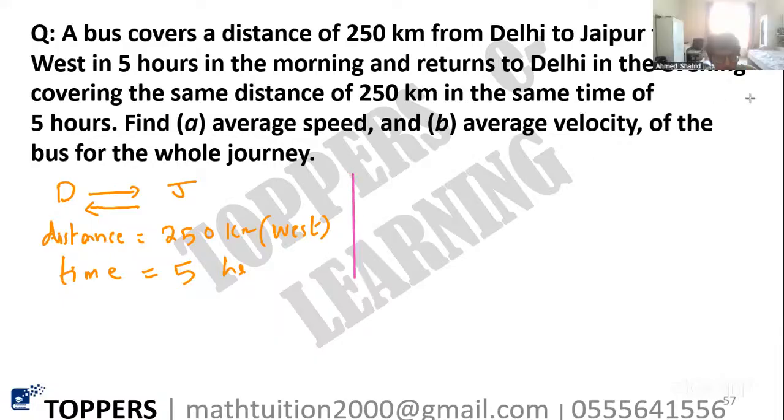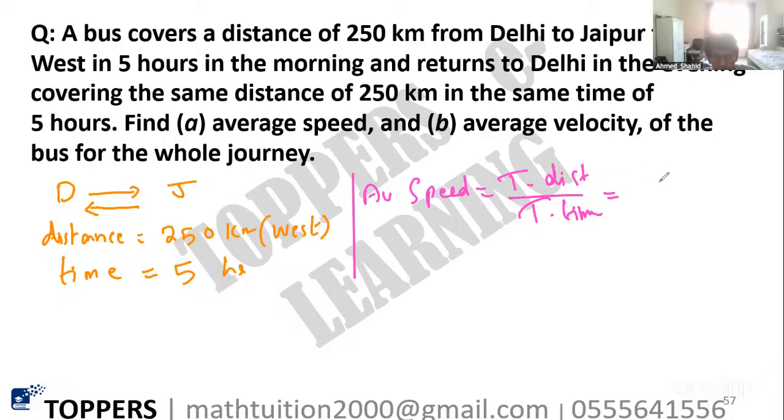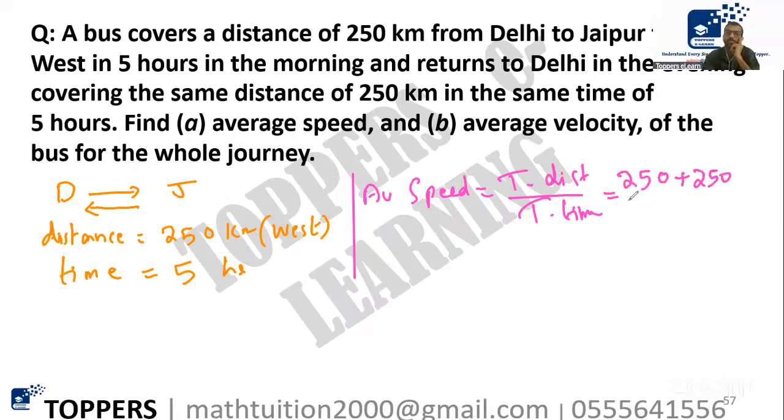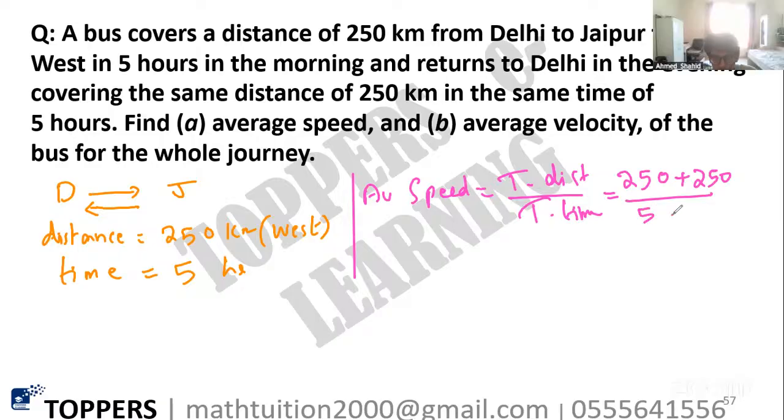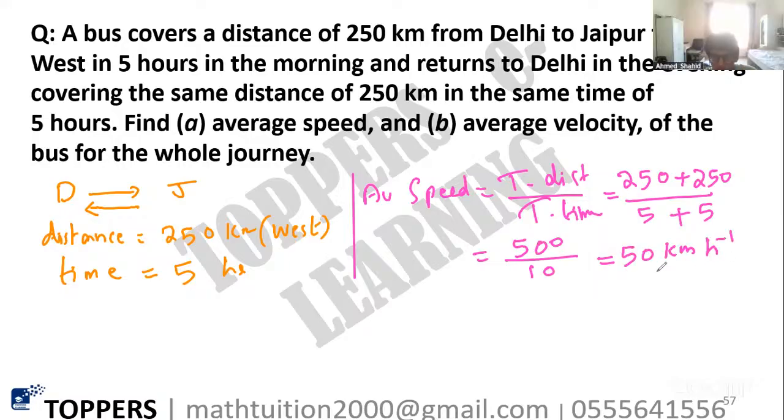What do you want to find? Average speed and average velocity. What is average speed? Average speed equals total distance by total time. What is the total distance here? Delhi to Jaipur 250 plus return same distance 250. Going 5 plus return also same time 5. So that will be 500 by 10, which is equal to 50 kilometers per hour. Average speed.